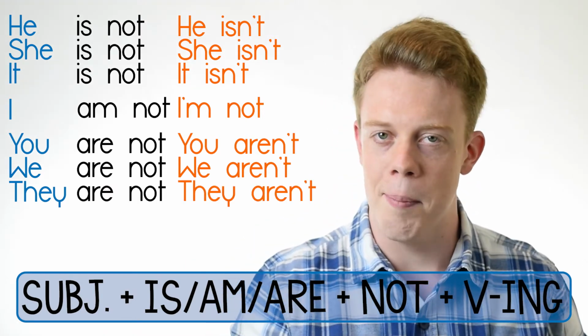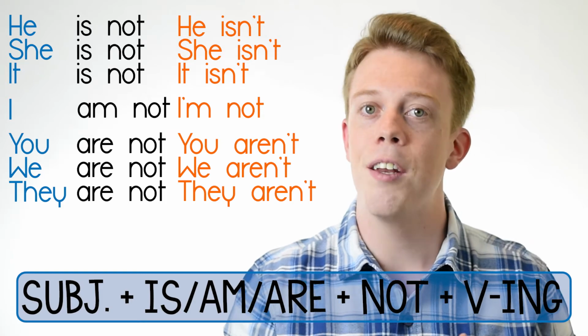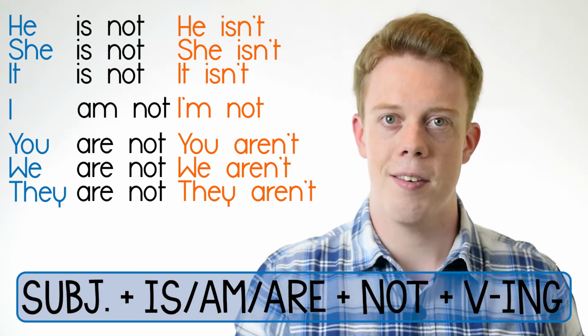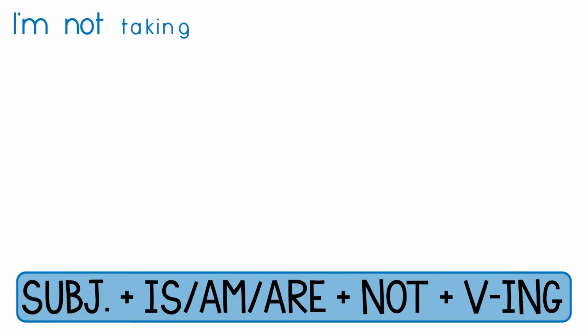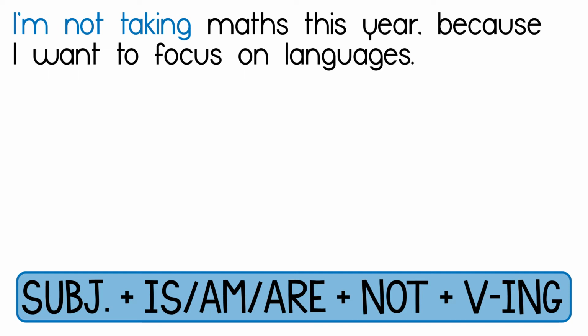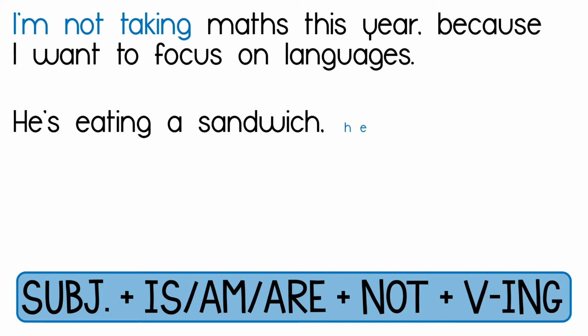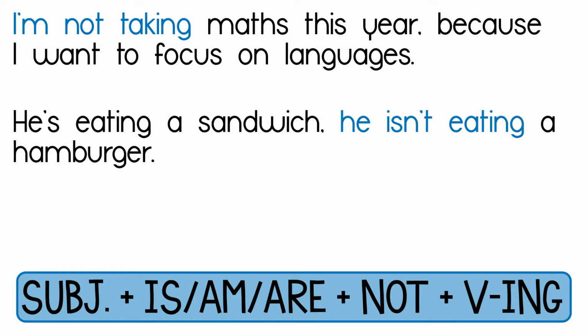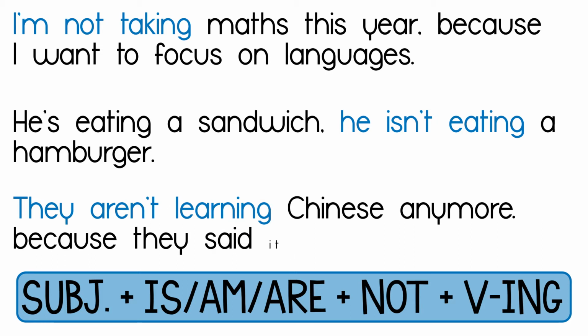Let's check out some examples of sentences using the negative form of present continuous tense. I'm not taking maths this year because I want to focus on languages. He's eating a sandwich. He isn't eating a hamburger. They aren't learning Chinese anymore because they said it was too difficult.